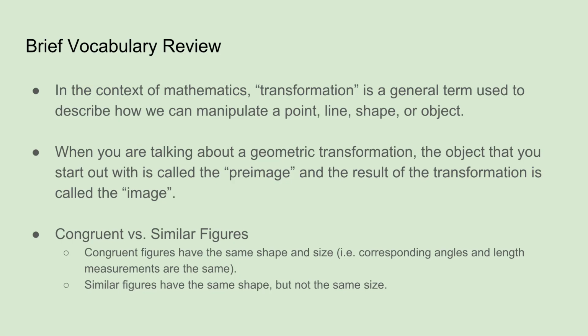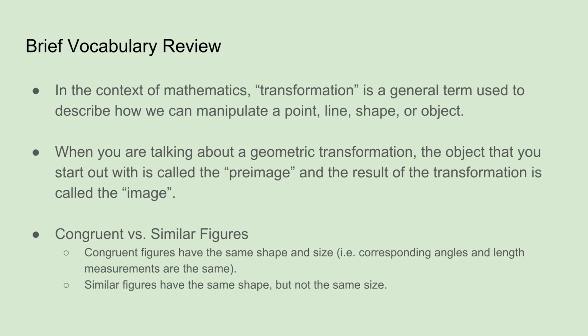Before we begin, there is some vocabulary that I wanted to review first. In the context of mathematics, transformations is a general term used to describe how we manipulate a point, line, shape, or object/figure. When you're talking about a geometric transformation, the object that you start out with is called the preimage, and the result of the transformation is called the image.